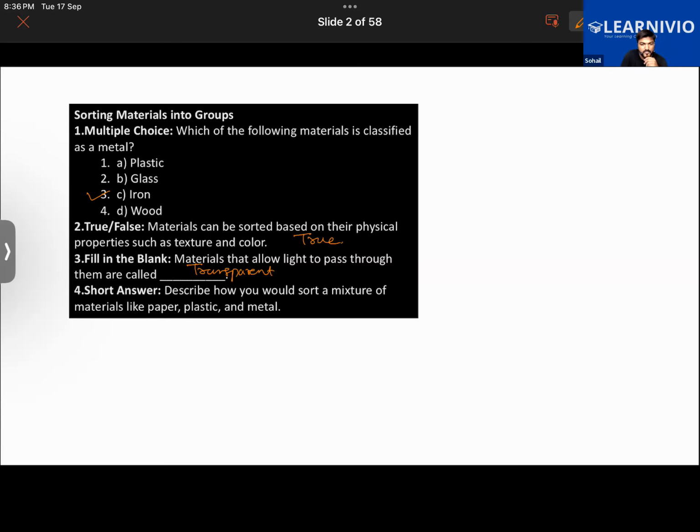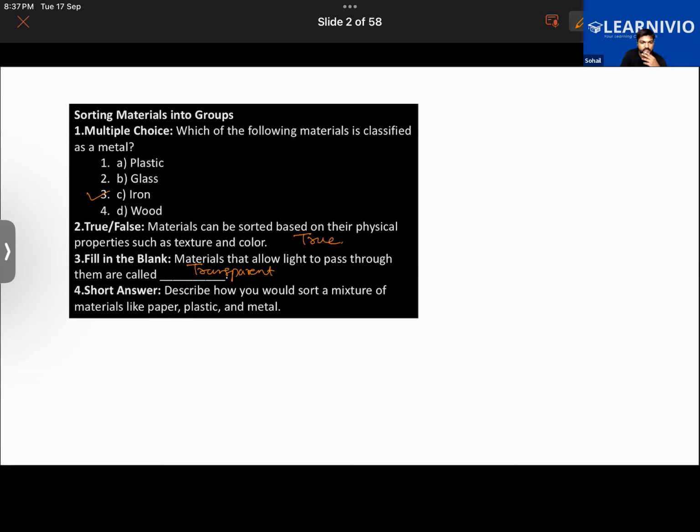Okay. Last question. Describe how you would sort a mixture of materials like paper, plastic, and metal. For metal you can use a magnet. One important thing here: when we say metal, it doesn't necessarily mean objects which are magnetic. Not all the metals are magnetic. Gold is also a metal, but it is not magnetic. So how will you separate gold using a magnet?